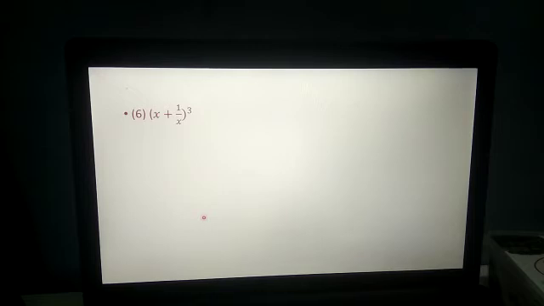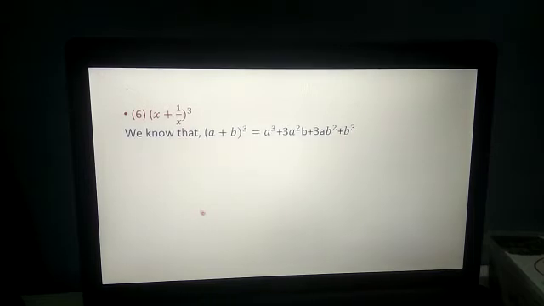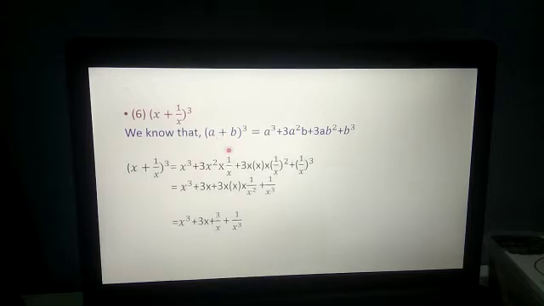Sixth sum. Sixth sum is (x plus 1 by x) whole cube. So again which expansion formula will we use? (a plus b) whole cube is a cube plus 3a square b plus 3ab square plus b cube. So here also in this space you will write what is your a. A is equal to x, and what is your b? B is equal to 1 upon x. So we have substituted all a and b in this expansion.